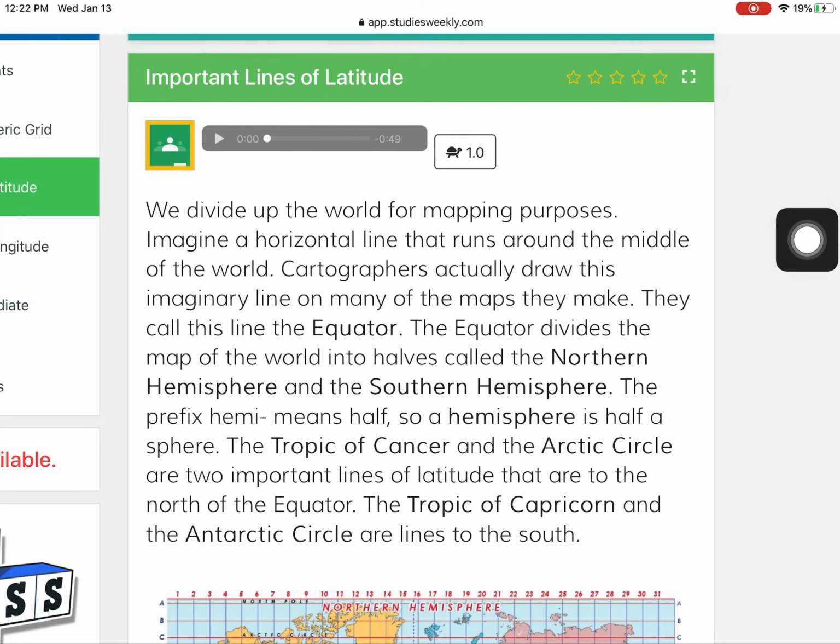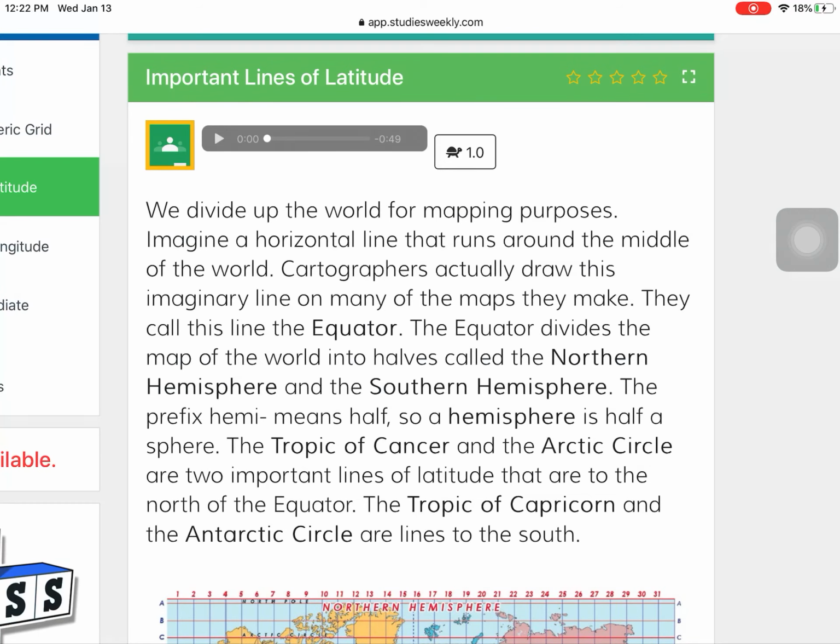I'm going to go ahead and read our little passage here. This is the important lines of latitude. We divide up the world for mapping purposes. Imagine a horizontal line that runs around the middle of the world. Cartographers actually draw this imaginary line on many of the maps that they make. They call this line the equator. The equator divides the map of the world into halves, called the northern hemisphere and the southern hemisphere. The prefix hemi means half, so a hemisphere is half of a sphere.